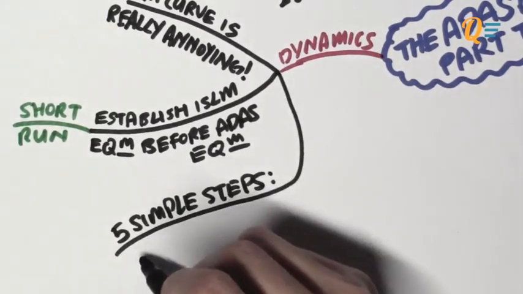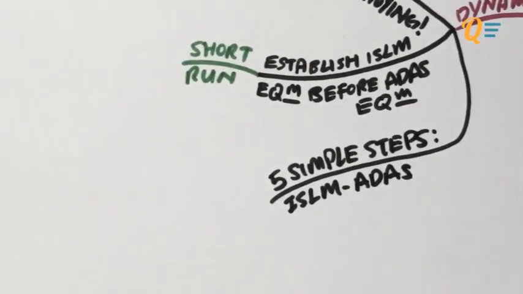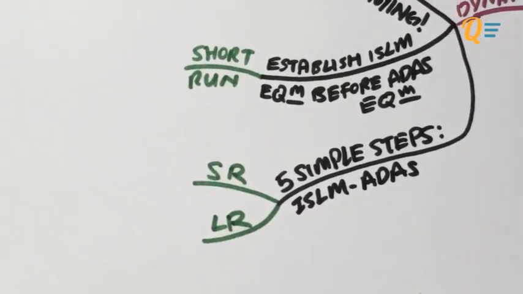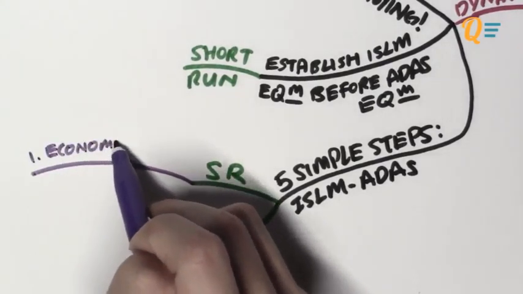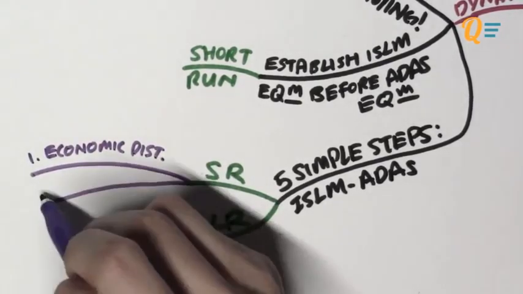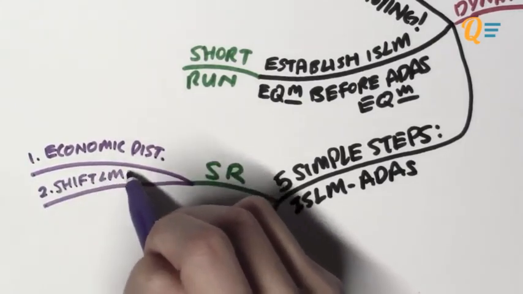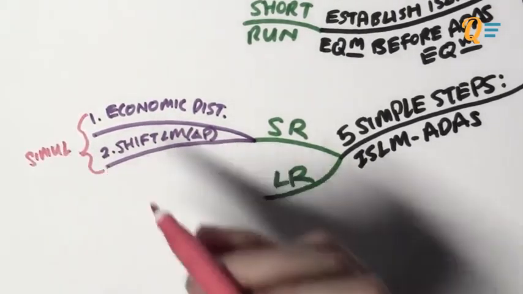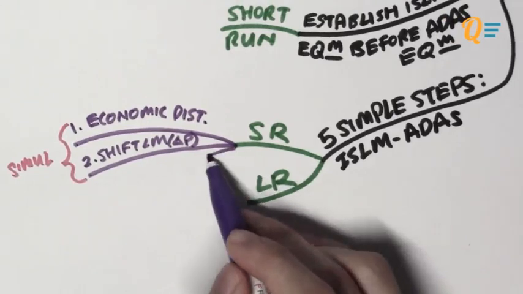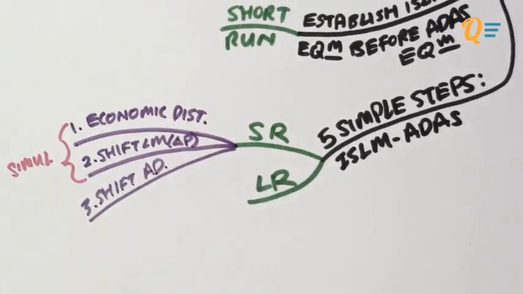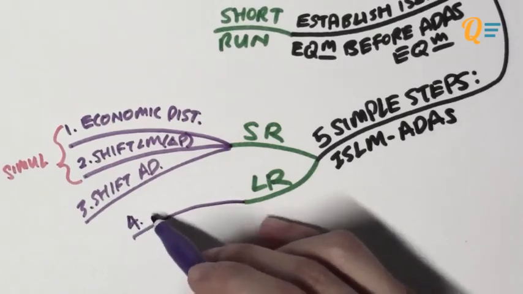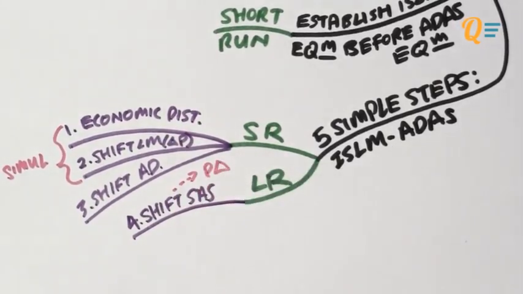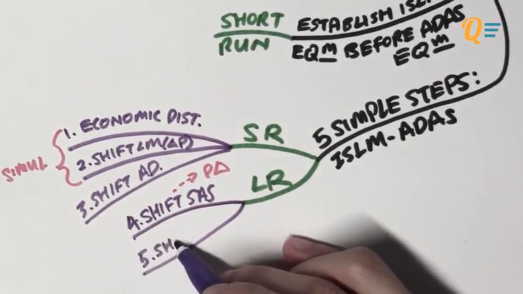So with these 2 points in mind, here are 5 simple steps when you're talking about the dynamics of the ISLM model and the ADAS model. So I'm going to break it down into the short run and the long run. So let's look at the short run. The first step will be to, of course, apply whatever economic disturbance that you experience. The second step will be to shift the LM curve to cater for the change in price. Okay, so these 2 things are going to be happening simultaneously. I'll show you what that means later. Now the third step, which is the last step of the short run, is of course to shift your AD curve according to your ISLM equilibrium. Now for the long run, the fourth step will be to shift your SAS curve, and this is going to result in a change in price, right?